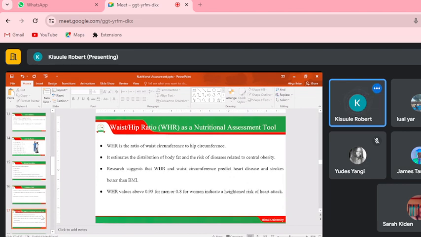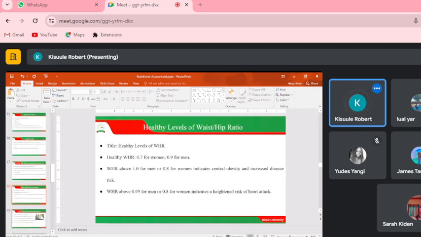The waist hip ratio values above 0.95 for men and 0.8 for women indicate a heightened risk of heart attack. Really, and we are saying healthy levels of waist hip ratio, we are looking at 0.7 for women and 0.9 for men. Friends, when you're doing practice or wherever you are, please have these things pinned up. Trust me, the only way you can remember cutoffs is by pinning them up.